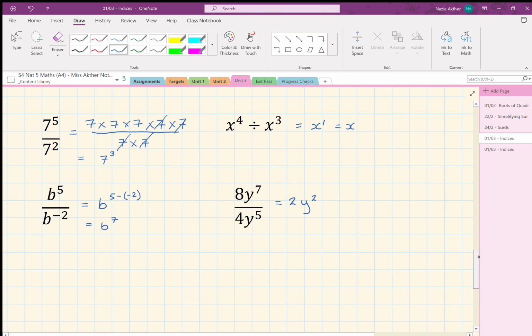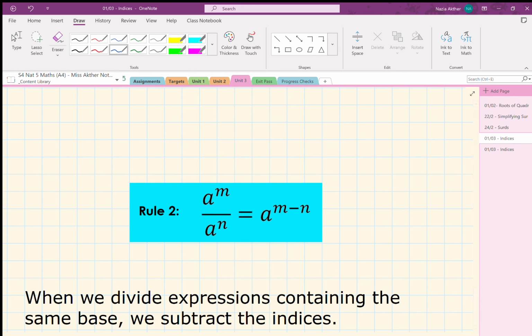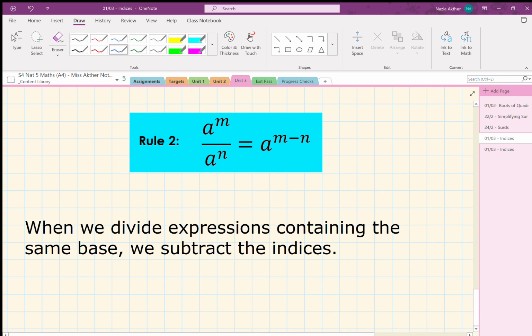So that is our rule number 2. When we divide expressions containing the same base, we subtract the indices. So here we've got a to the power of m divided by a to the power of n, which is equal to a to the power of m minus n. So those are your 2 rules there. Remember, when you multiply expressions, you're adding the indices, and when you're dividing expressions, you're taking away the indices.